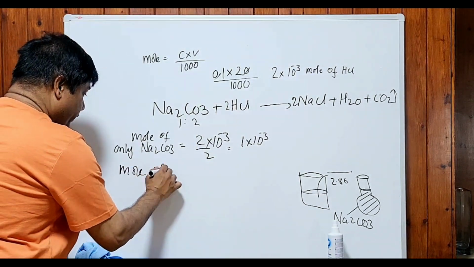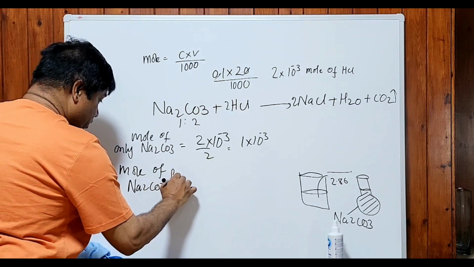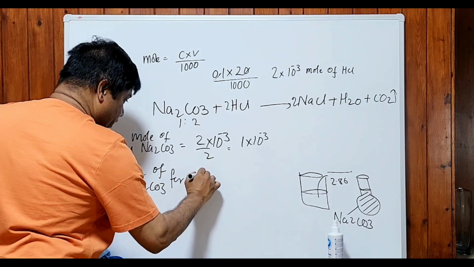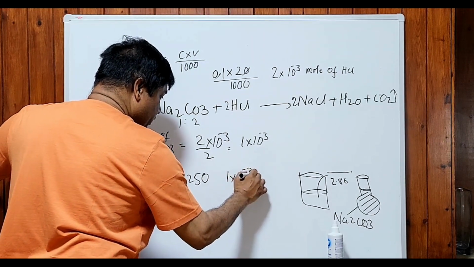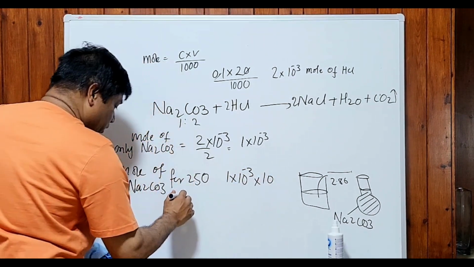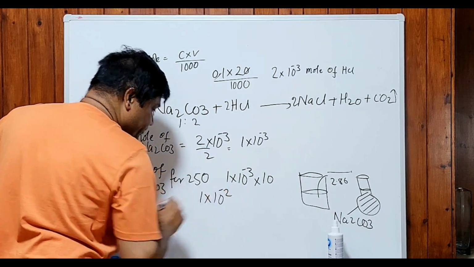Mole of Na2CO3 for 250 centimeter cube, so you have to times by 10. 1 into 10 to the power of minus 3 times by 10 equals 1 into 10 to the power of minus 2.